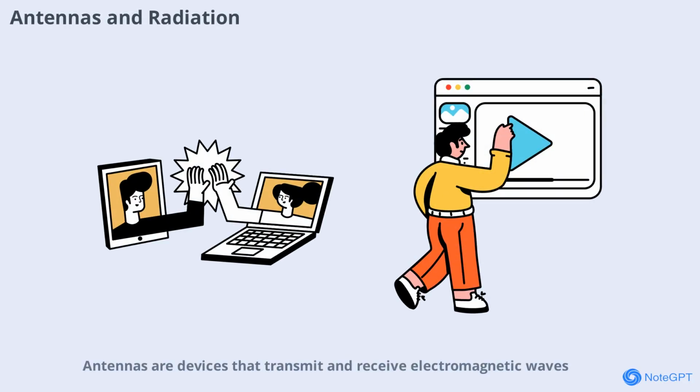Antennas are devices that transmit and receive electromagnetic waves. Maxwell's equations describe how oscillating currents in antennas generate radiation, allowing signals to be sent and received over vast distances.